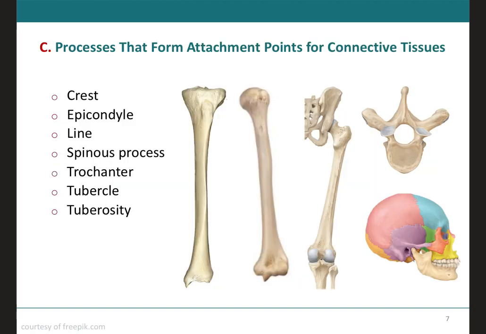Last, we have the processes that will form attachment points for connective tissue, therefore for ligaments and tendons. There are several of them. We have the crest, the epicondyle, the line, a spinous process, a trochanter, a tubercle, and a tuberosity. Let's start with the crest.